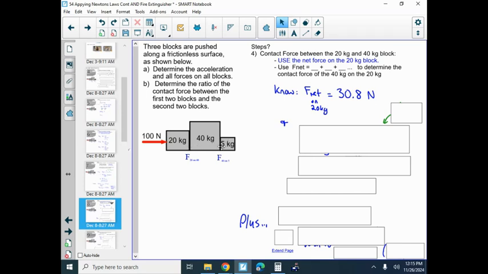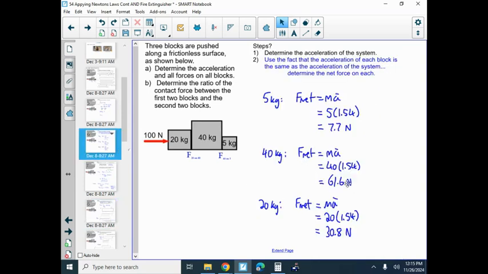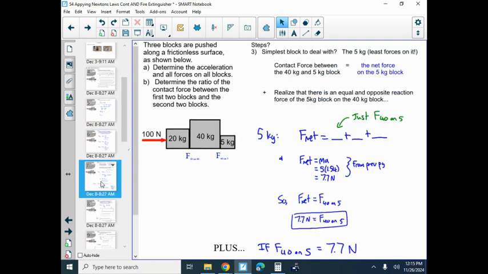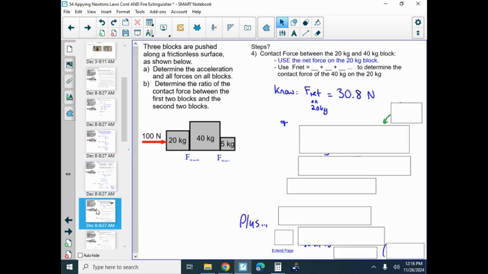All we know is the net force of 61.6 would be made up of these two forces added up. We don't know either of them, right? So you don't want to start with the 40, that's for sure. I started with the 5. I could have started with the 20. So I'm going to that 20 next, of course.